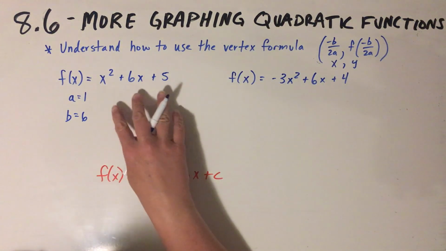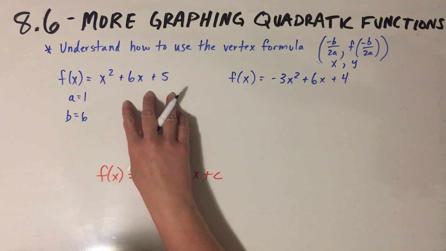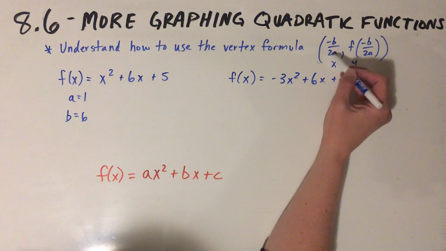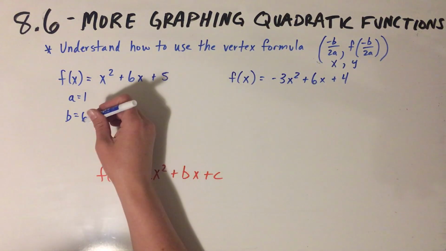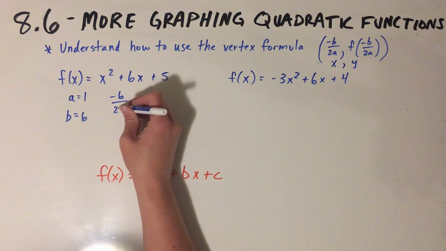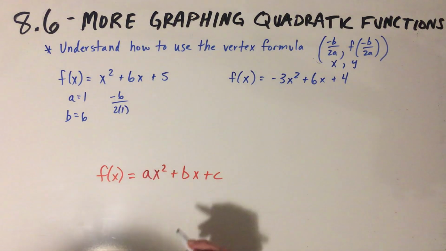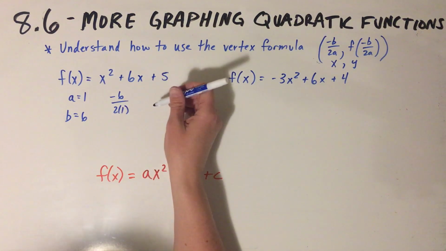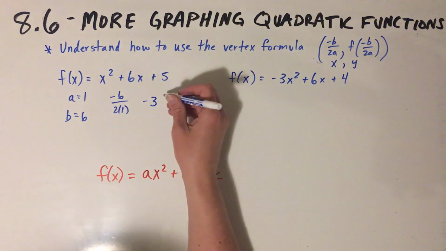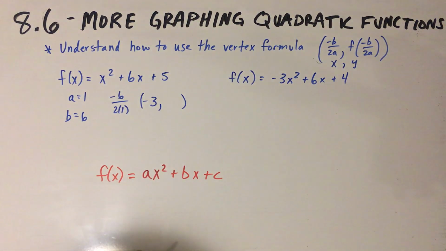If I want to find the x coordinate of the vertex of this parabola, I'm going to figure out what negative b over 2a is. So the opposite of b, or negative b, is going to be negative 6 over 2 times a, which is 1. That's going to give me a negative 3. Again, this is the x value of the vertex.